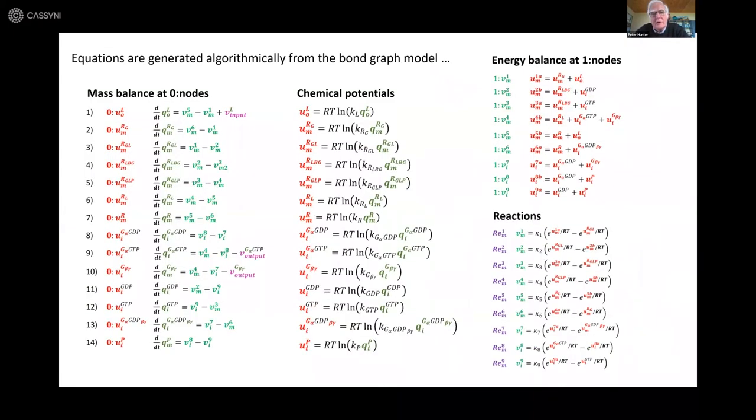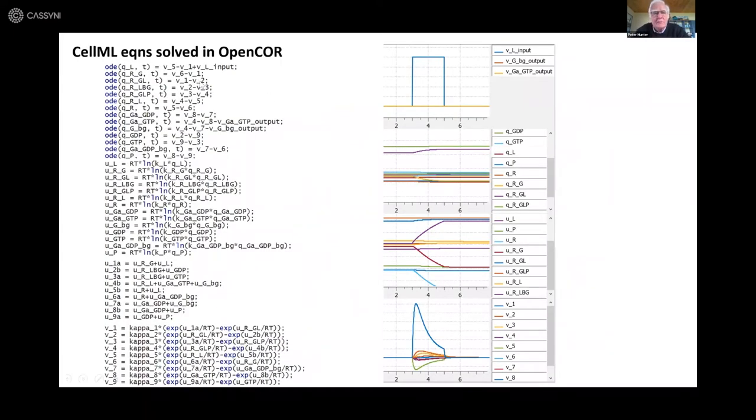Then you can automatically generate all the equations: the mass balance, the chemical potentials through Boltzmann's laws that give you the relationship between concentrations and chemical potentials, and then the energy balance that comes from the one nodes, and then the reaction schemes that allow you to build the flows of these quantities through the various reactions linked into the biochemical potentials. But all of those equations just pop out automatically from the bond graph formulation. And then the creation of the CellML equations to solve in OpenCOR, again, is completely automatic from that bond graph. And then you can solve these, and they're very fast.